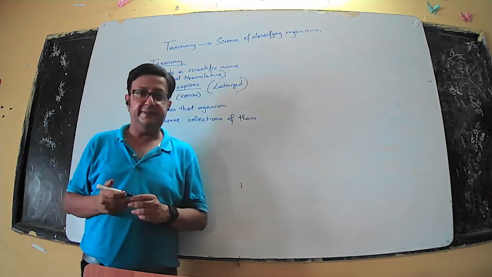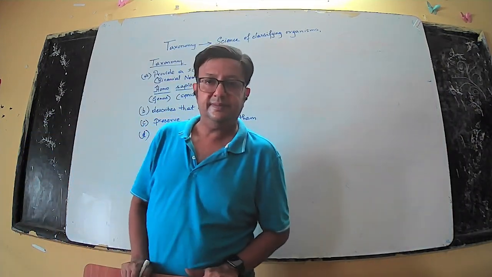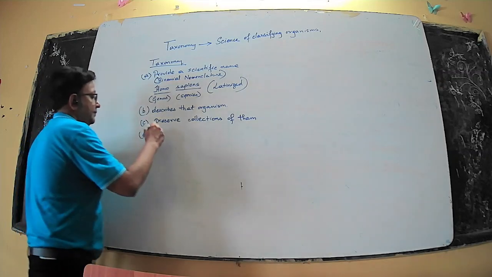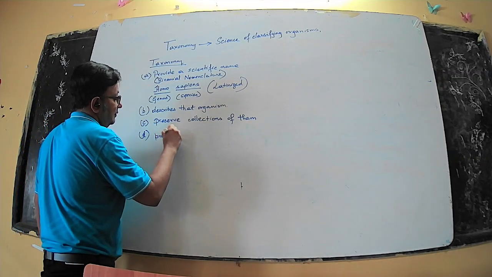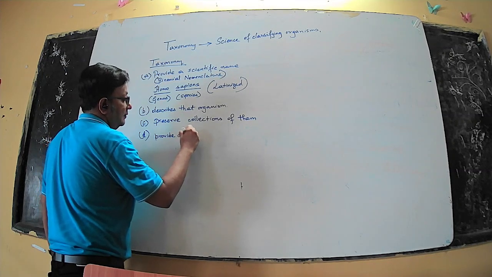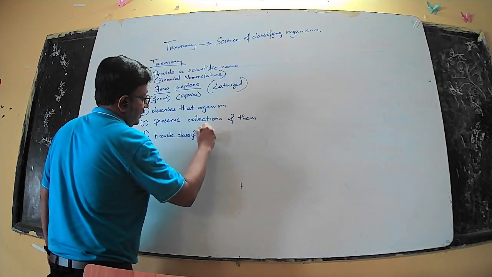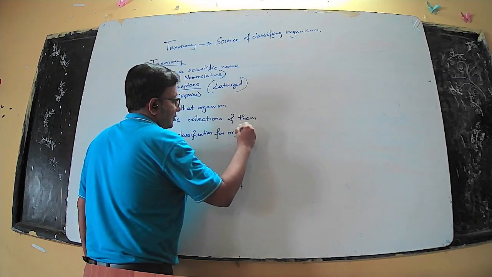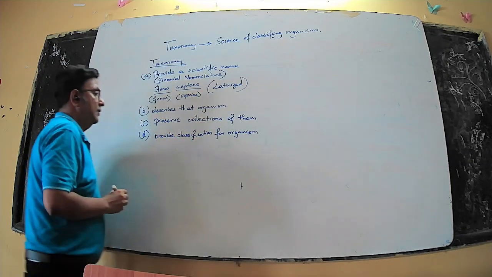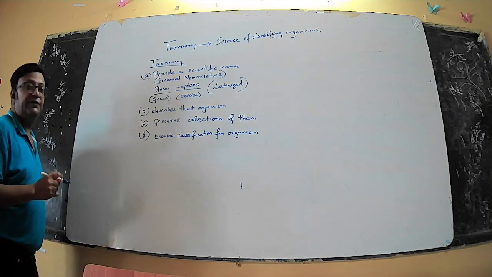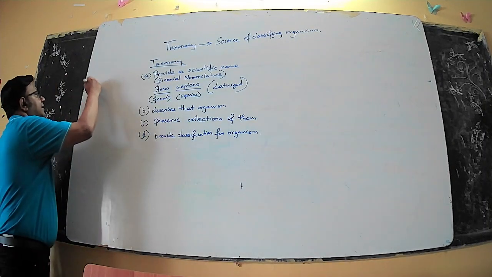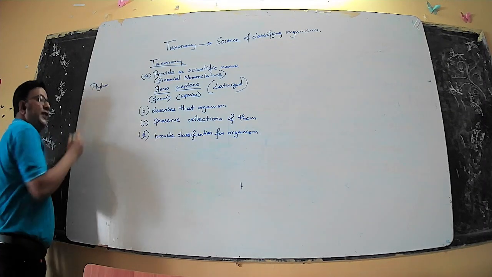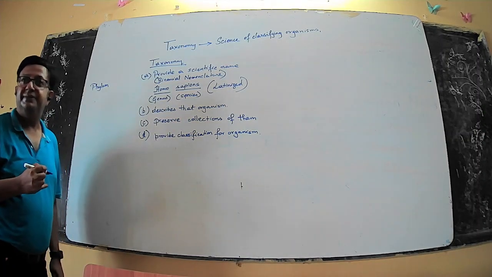The last part is that you have to provide classification for the organism. What is providing classification for an organism? You have to put the phylum. What comes from your 11th-12th standard? Phylum.